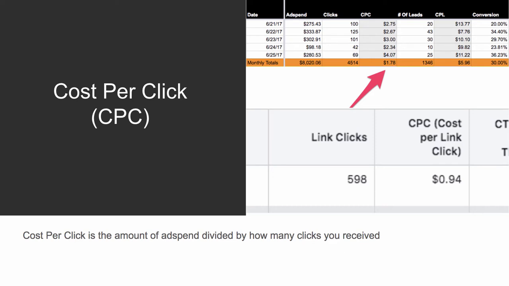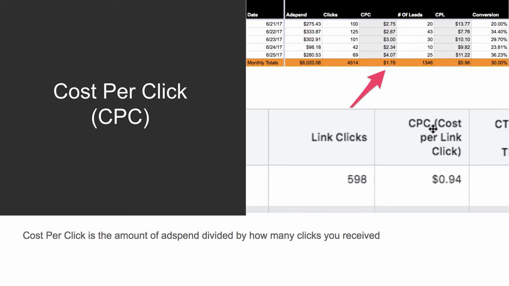The next thing is the cost per click, which I've mentioned. Cost per click is the amount of ad spend divided by how many clicks you've received on that ad. So these are all just calculations based on the results you've gotten on a particular amount of ad spend. So you can see we track this in our spreadsheet, and it's just the cost divided by the number of clicks. So up here we have a campaign that has spent $8,000 in that month, and it got 4,514 clicks. That's going to be a cost per click of $1.78.